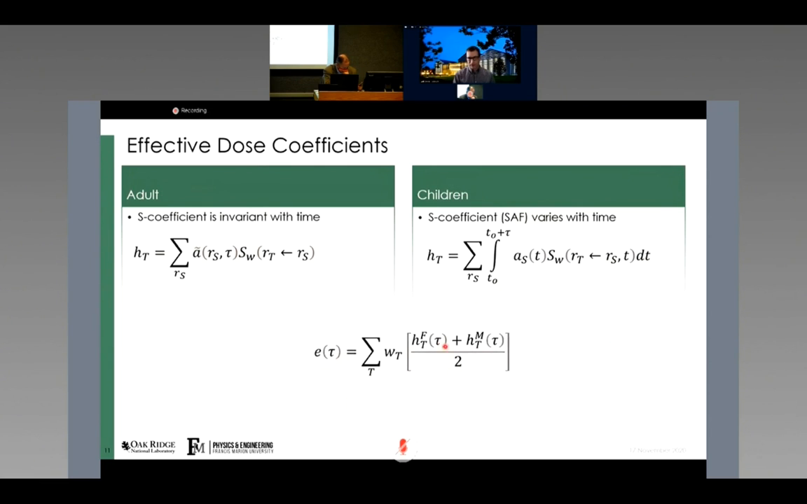Effective dose then, of course, is just the tissue weighting factor applied to the average of the equivalent dose coefficient to the 2 genders. So we take the equivalent dose to the female plus the equivalent dose to the male, divided by 2, apply the tissue weighting factor, do that summation over all the tissues defined for effective dose, and that gives us our effective dose coefficient, tau there referring to our commitment period.